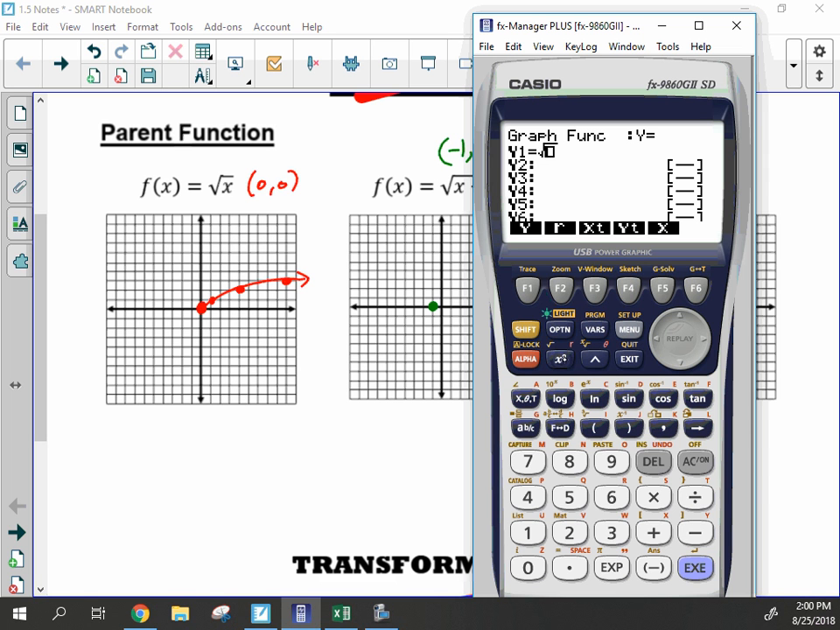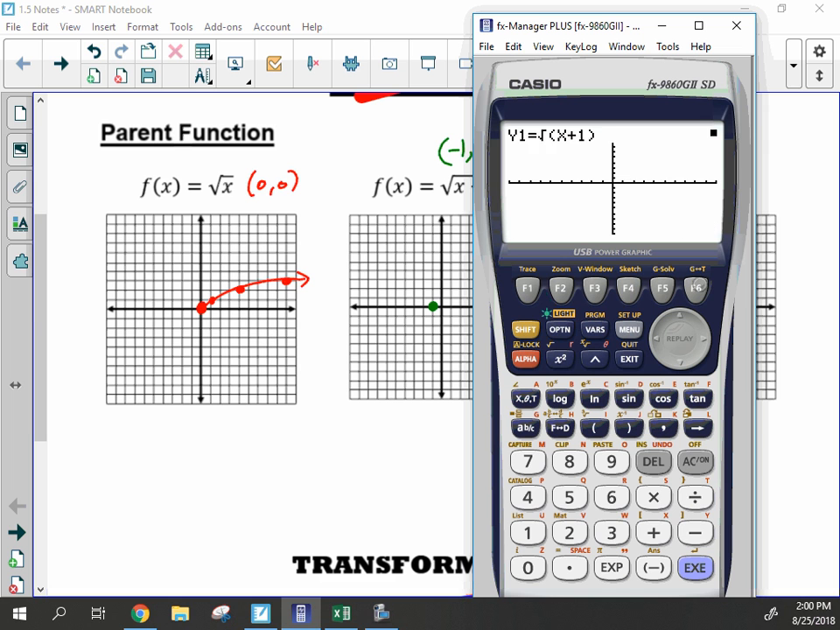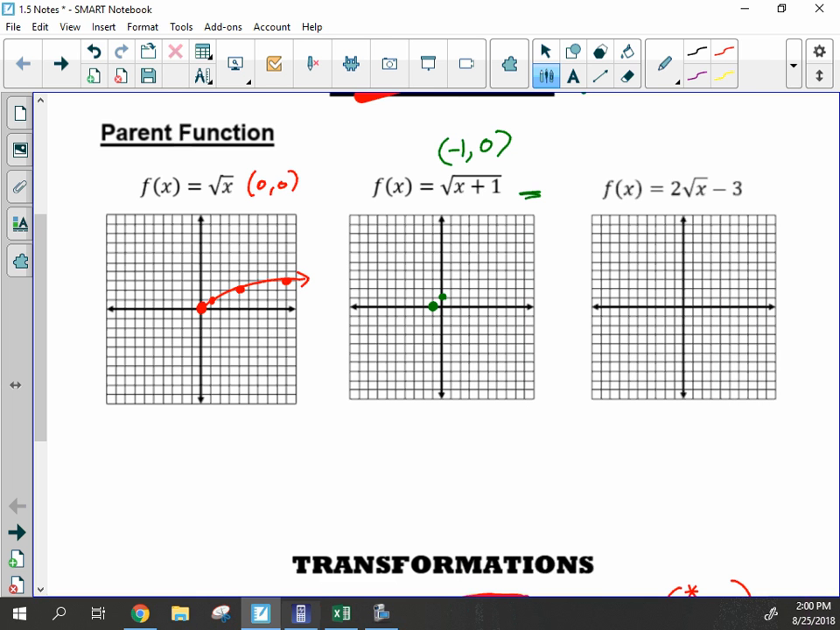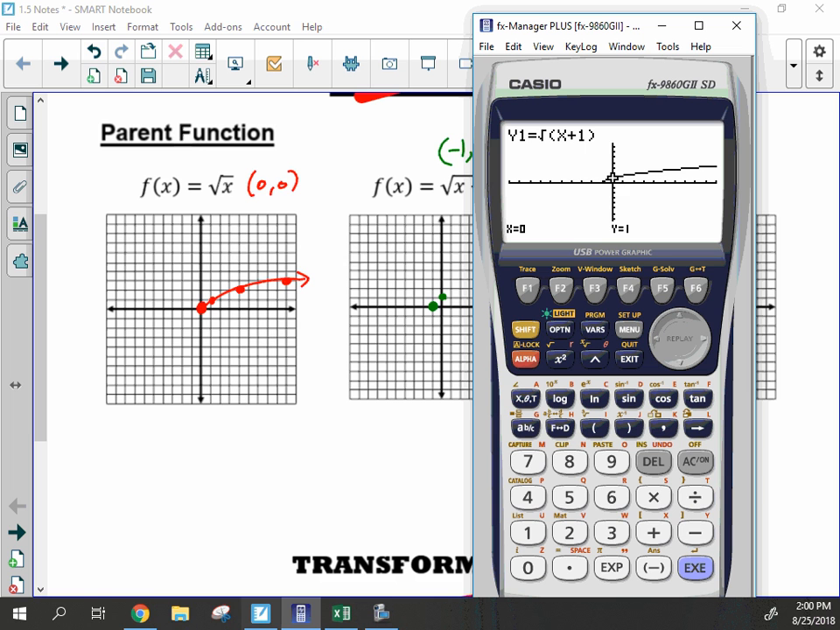So if I draw that, same exact graph, it's just one spot to the left. If I hit trace, it's got a spot at 0, 1. And then I can keep typing in the numbers like I did before. So at 1, it's a decimal. At 2, it's a decimal. At 3, it's finally at 2. So 1, 2, 3, and then 1, 2.